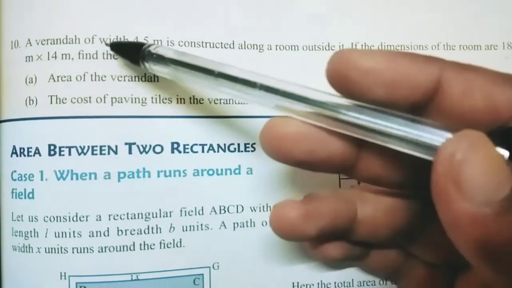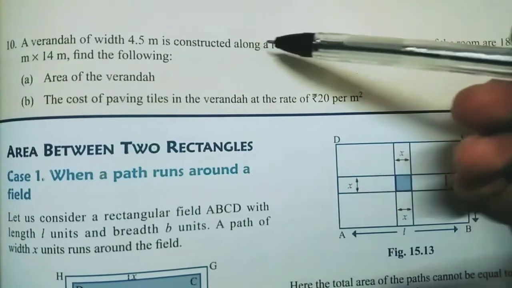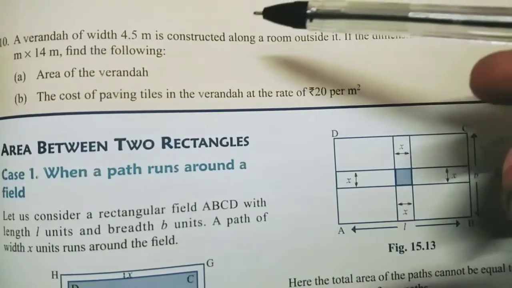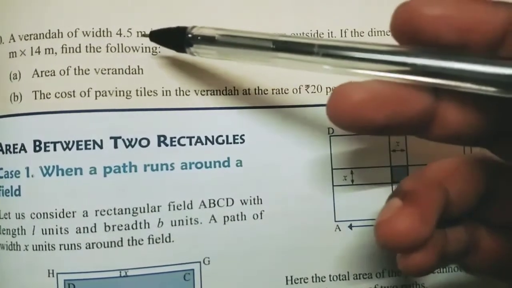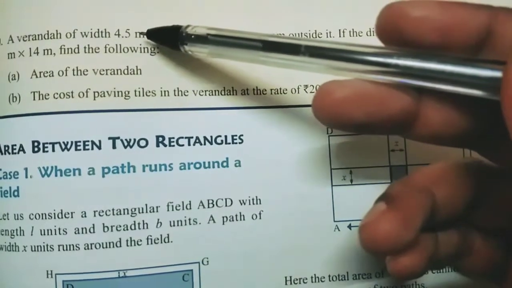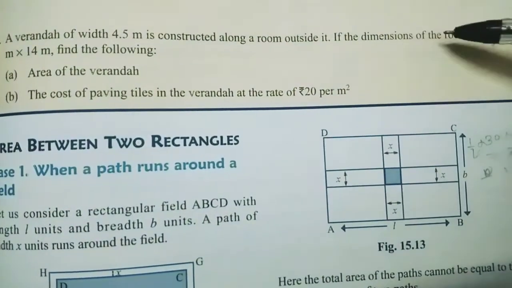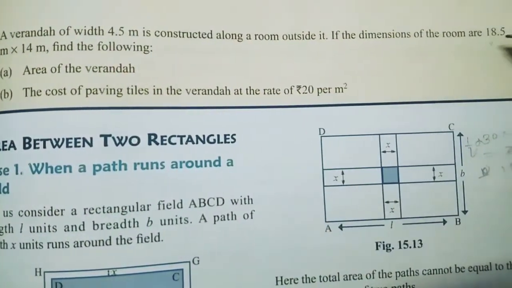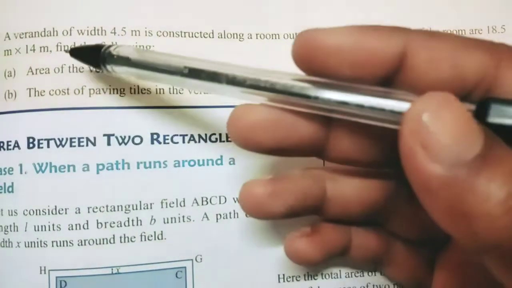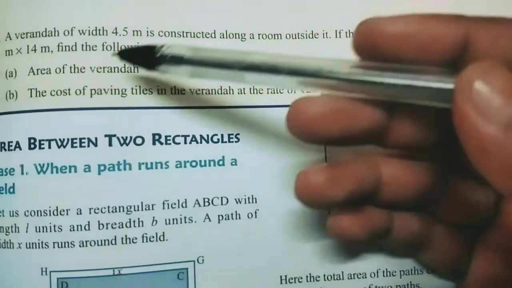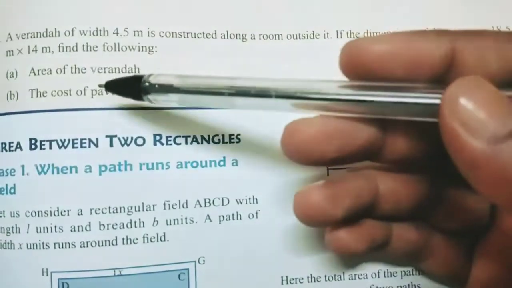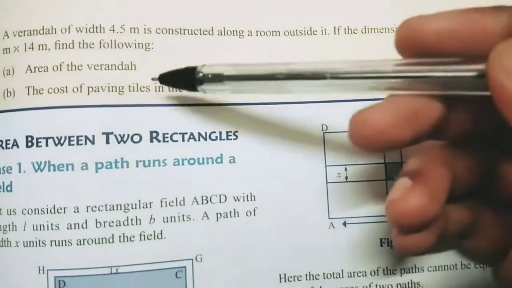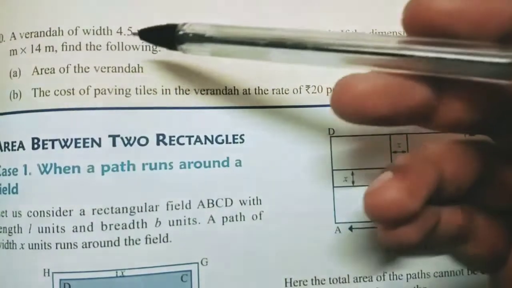A veranda of width 4.5 meter is constructed along a room outside it. That means there is a rectangular room, and around that room one veranda is to be constructed, and the width of the veranda is given as 4.5 meter. If the dimensions of the room are 18.5 meter and 14 meter, that means the length of the room is 18.5 and the breadth is 14 meter. You have to find the area of that veranda, and in part B the cost of tiling the veranda at 20 rupees per meter. First of all we will find the area of the veranda.